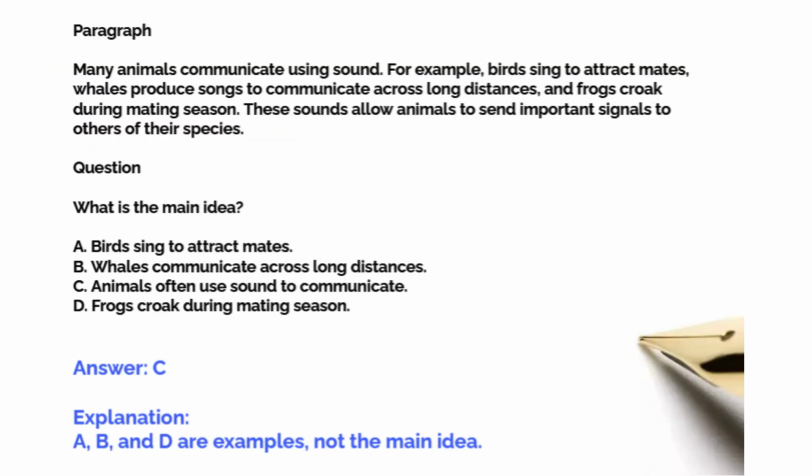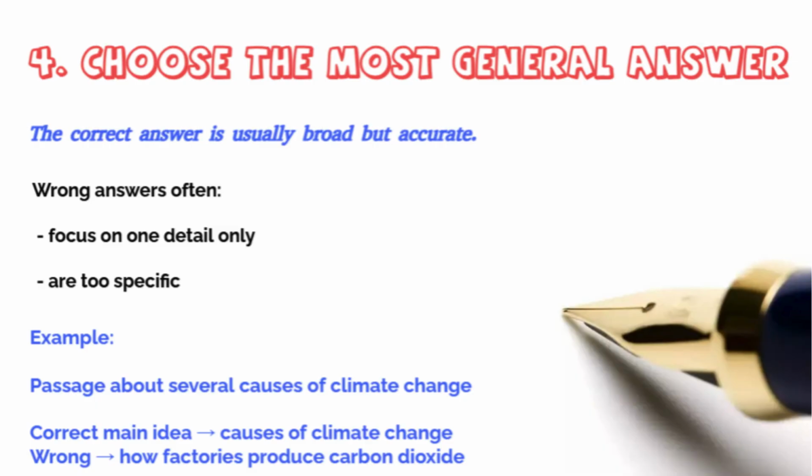In this paragraph, choices A, B, and D describe specific examples rather than the main idea. Therefore, the correct answer is C. Strategy 4. Choose the most general answer. The correct main idea answer is usually broad but accurate.